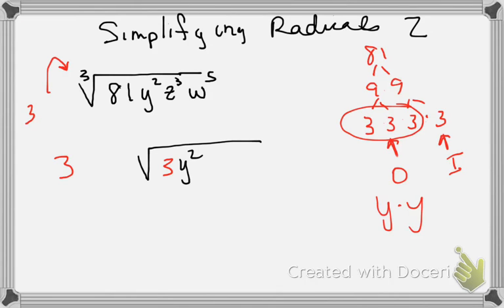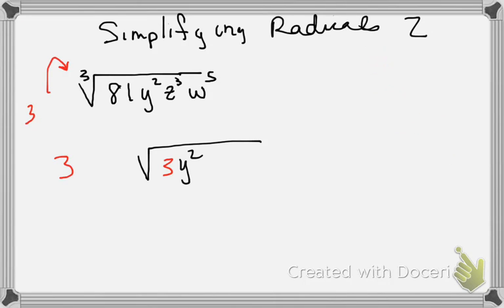But my z's, if I look at my z's, I have 3 of them. All right, and I'm looking for groups of 3, and that's what I have. So z to the third is going to be outside. Instead of z cubed, we're just going to have one group of z's on the outside.